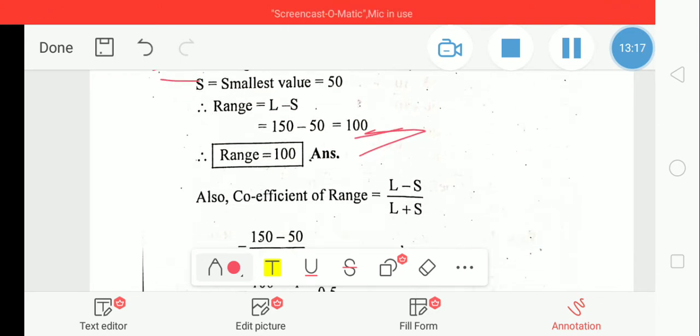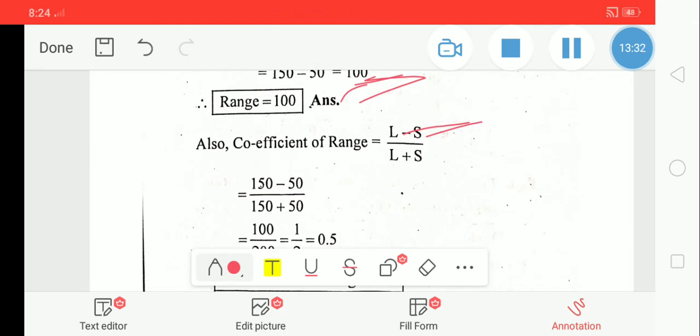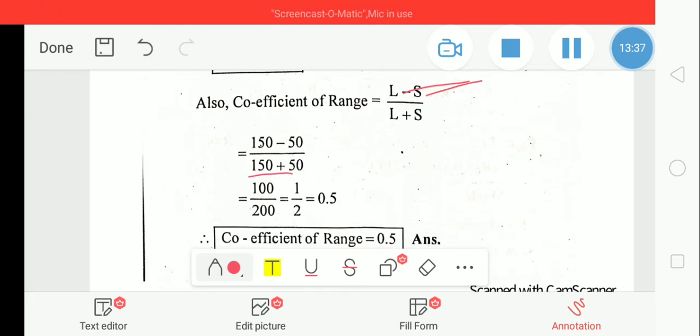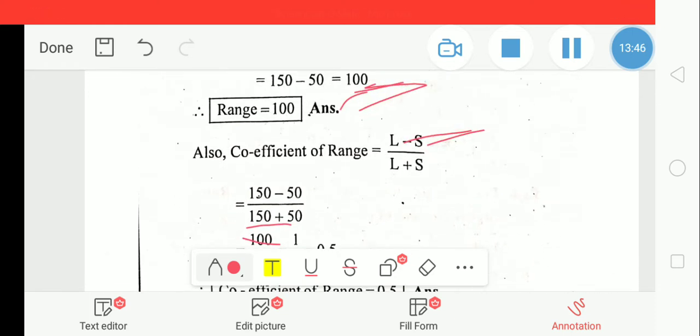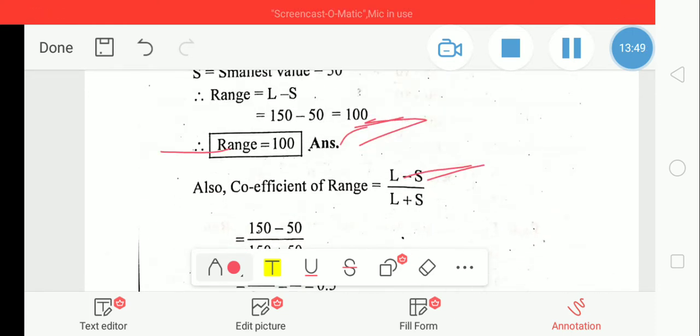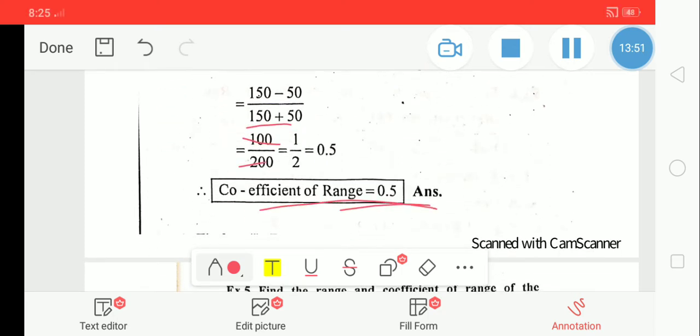Now find the coefficient of range. It is the range divided by the sum of the largest value and smallest value, that is L minus S divided by L plus S. This is 100 over 150 plus 50, so 100 over 200. This is 1 by 2, which means 0.5. So the range of this given data is 100 and the coefficient of range is 0.5.